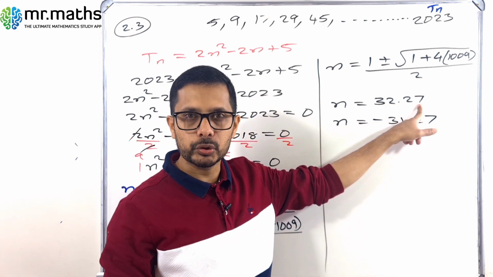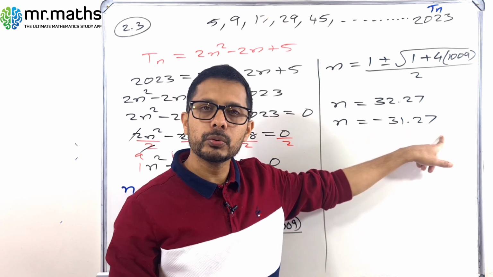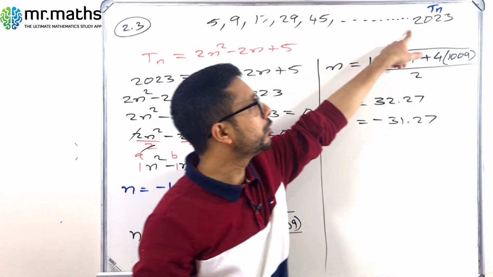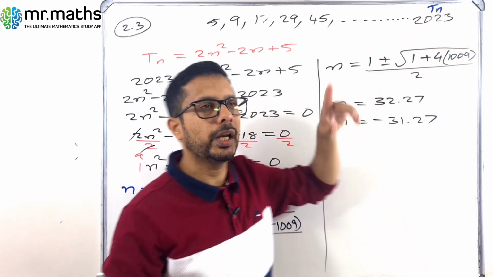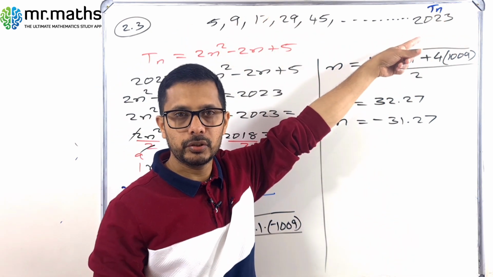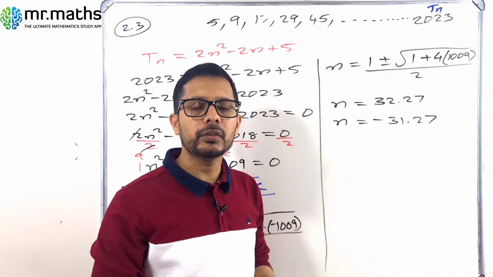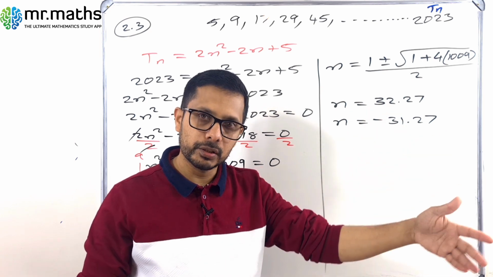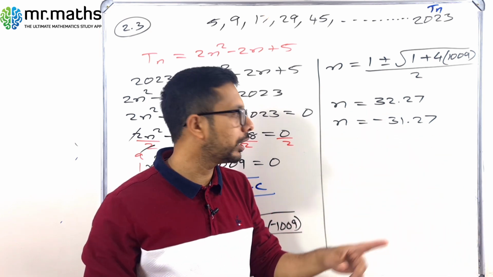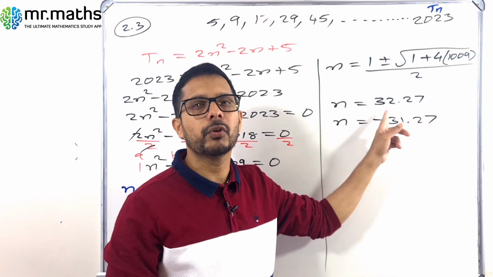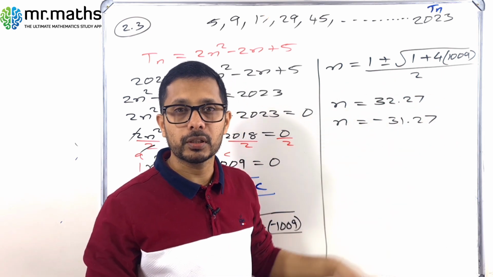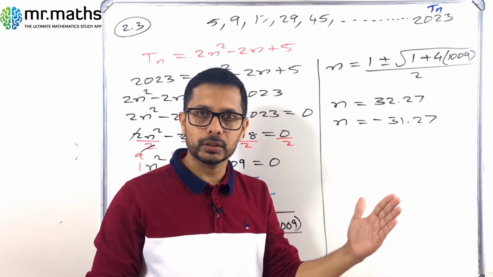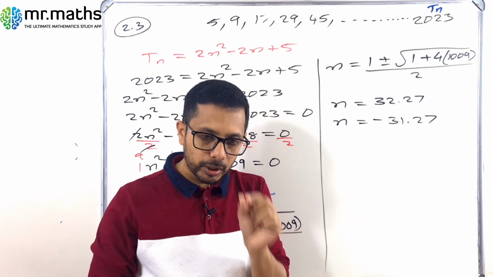32.27 is not a natural number, minus 31.27 is not a natural number. You understand? So it means that this 2023 is not a term in this sequence. If it is a term, then we are supposed to get a 31st term or 32nd term, or 33rd term or 34th term, not 31 point something. There is no such term. We know only the 32nd term and 33rd term, am I right? There is no term between that.